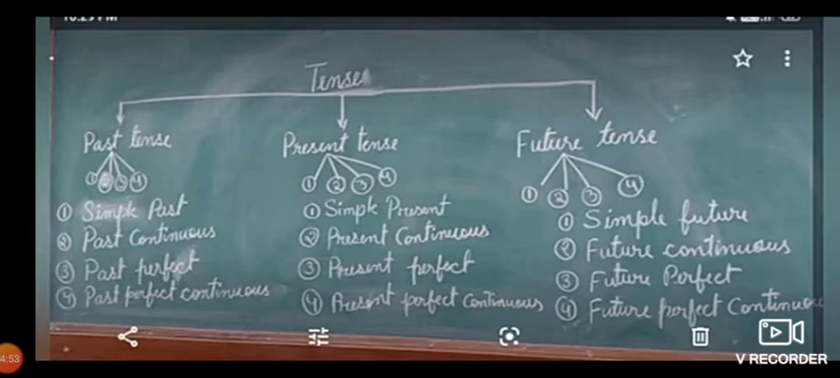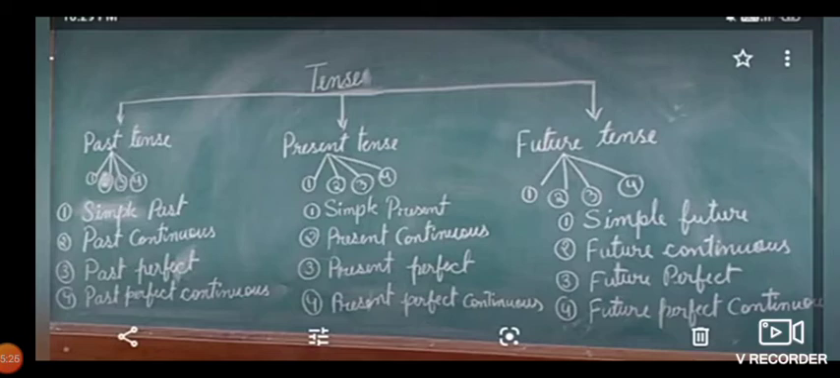Okay, now with this, you have understood that tenses are in 3 parts: past, present, and future, and each are divided into 4. That is, your past tense in 4, present tense also in 4, and future also in 4. Now we will do each and every one individually: the past, the present, and the future.